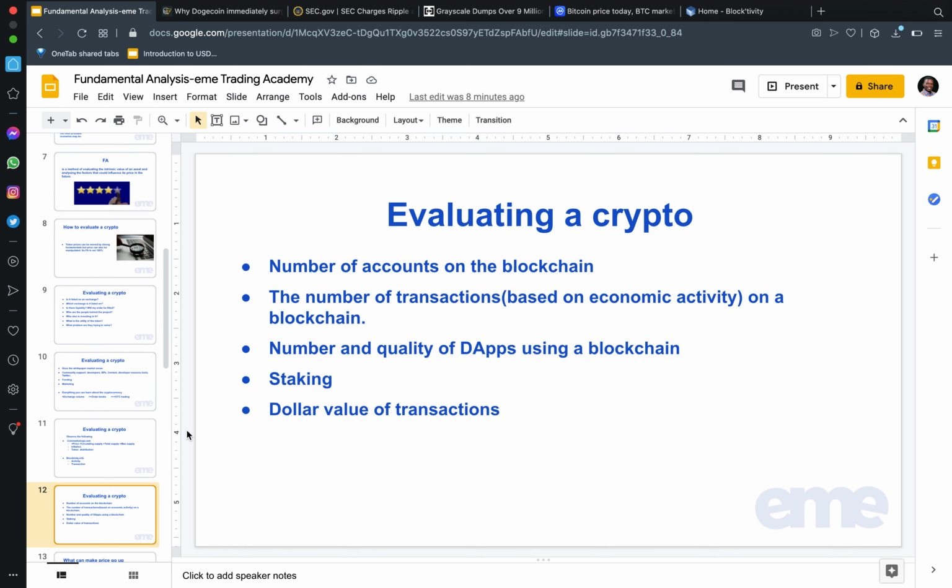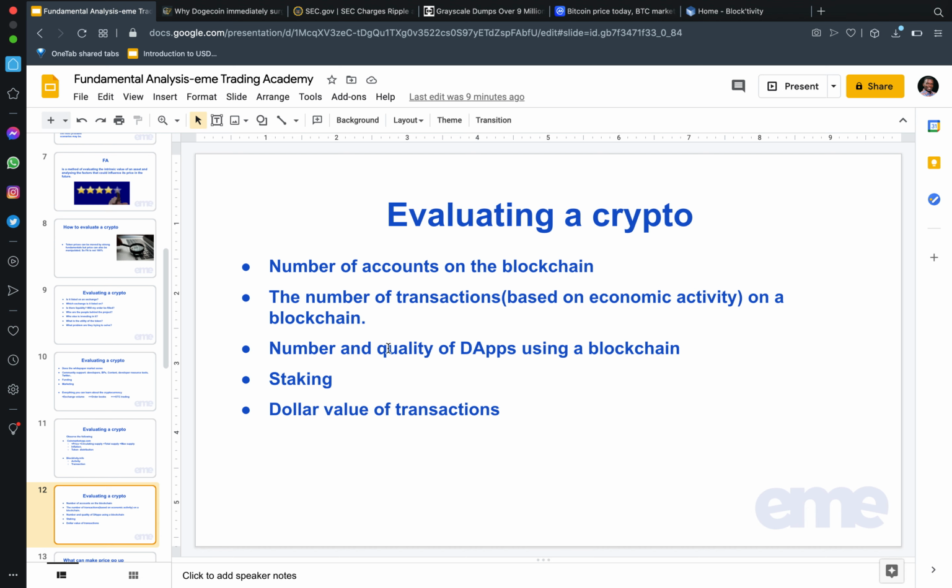So let's move on. In evaluating a crypto, you can go deep. You can look at the block explorer, look at the number of accounts on the blockchain. You can look at the number of accounts that get added to the blockchain daily. It gives you an idea of the growth rate of a blockchain, and then you can relate that to the cryptocurrency. You can look at the number of transactions based on economic activity. You can do that on Blocktivity.